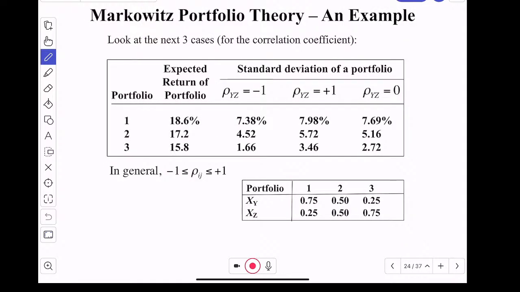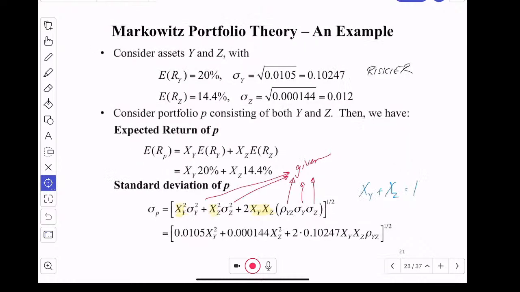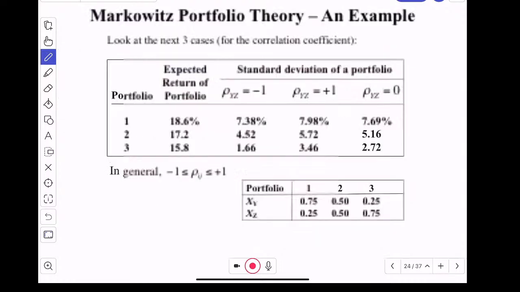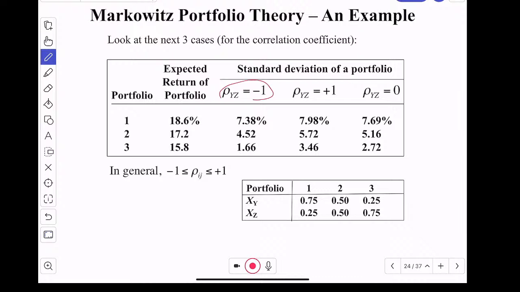Here are the bits of information given. I give you the different correlations, and these are extremes. And I also gave you information on the standard deviation. So this is the given part. And then this is also given part.